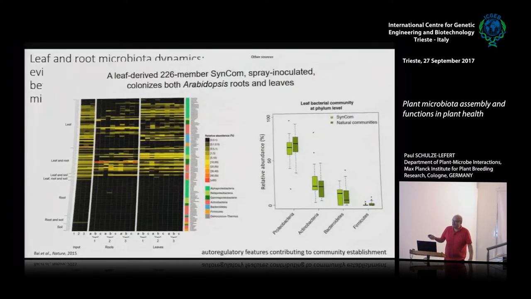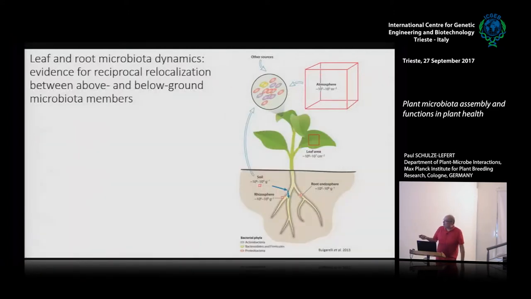That was rather unexpected. And of course, we've done the reciprocal experiments. We've added our synthetic community of root-derived bacteria to the root, and then we can see that a part of them actually moves by upward migration to the leaf. So what these laboratory experiments with these synthetic communities have revealed is an unexpected leaf and root microbiota dynamics. Part of the leaf-associated bacteria move down, and part of the root-associated bacteria by upward migration can make it to the leaf. So that's, I think, the first take-home message.